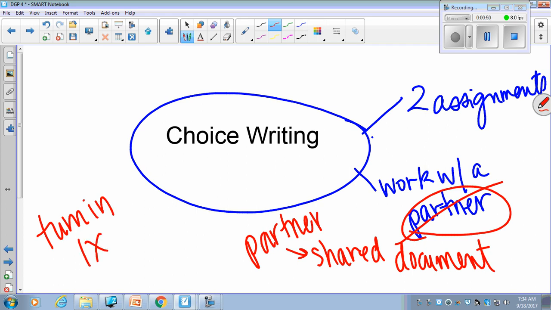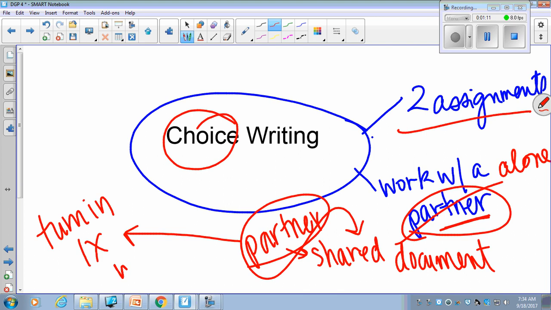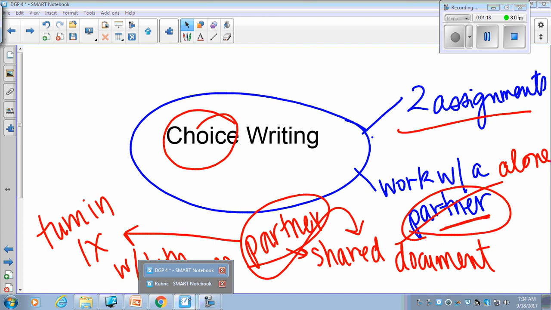So here we go. We have two assignments with your choice, and I'll explain those in a minute. And you may work with a partner, or you may work alone. That choice is also yours. If you choose to work with a partner, you need to do a shared document so you can both work in it, but I only want it turned in one time with both names. So let's see if we can go ahead and get started on this.